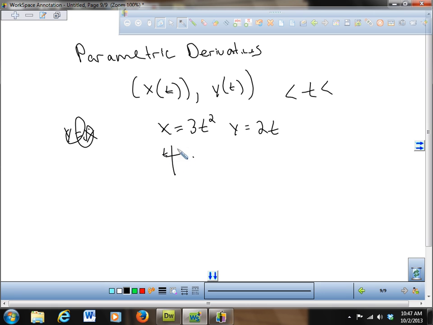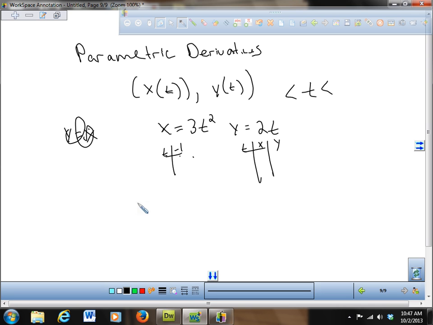So when t equals -1, you get out some x value, and t equals -1 over here, you get a y value. So you have a t value, then you have an x value, and then you'd have a y, and then you plot those 2 points. Okay? And parametric equations are good for describing motion.